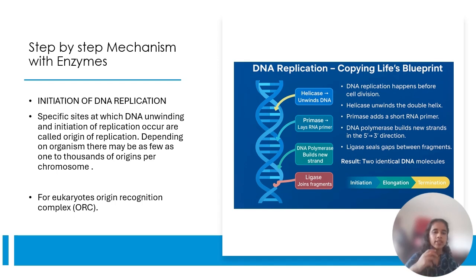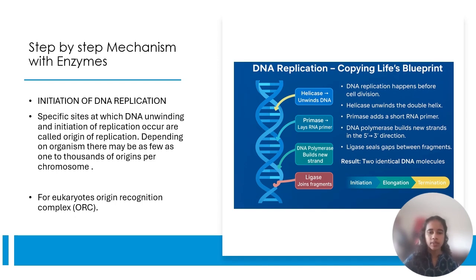There will be specific sites in the DNA which will be unwound, and the replication will start. Those specific sites are called origin of replication. Based on the organism, there can be anywhere from one to thousands. In prokaryotes, it can be maybe one origin of replication.